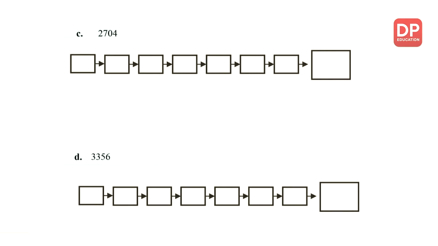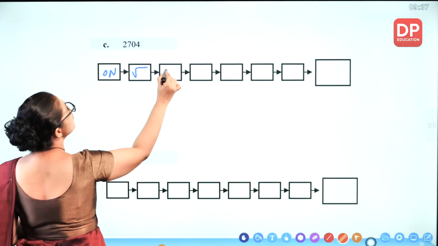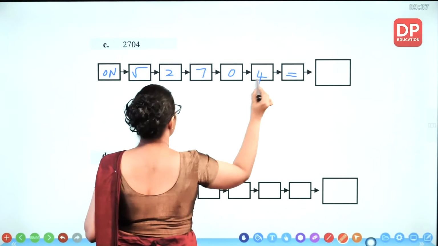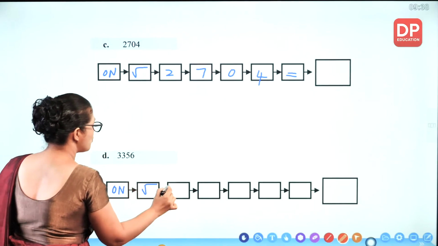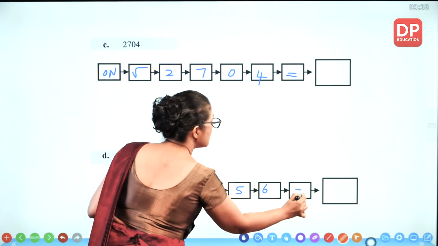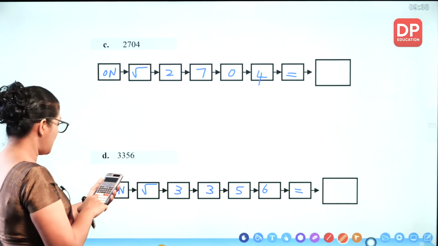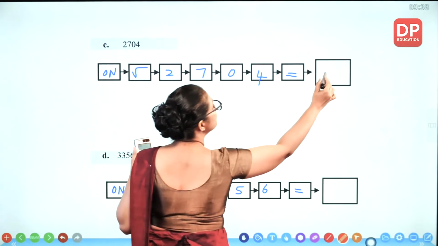Square root of 2704. Switch on. Square root of 2704. This one, switch on the calculator. Square root of 3356. Square root of 2704 is 52.